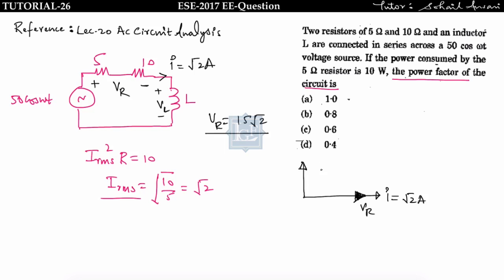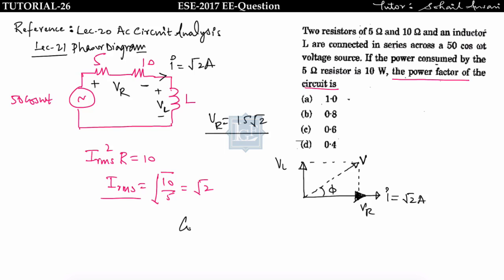This has been discussed in lecture number 21, that is the phasor diagram. If you have gone through this lecture, then you can easily understand what I am doing. So this is VL, and the net voltage is the combination of VR and VL, that is here. This is V, this is I, and this is the angle, the power factor angle, that is phi.